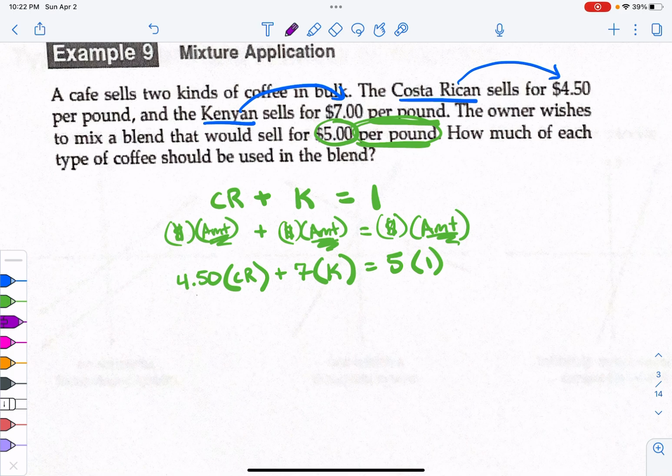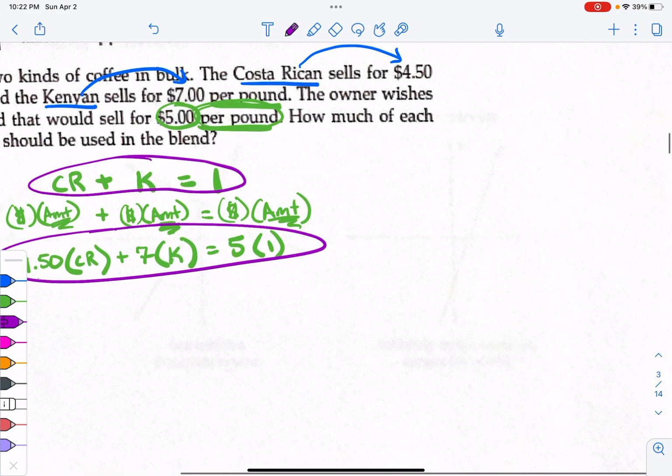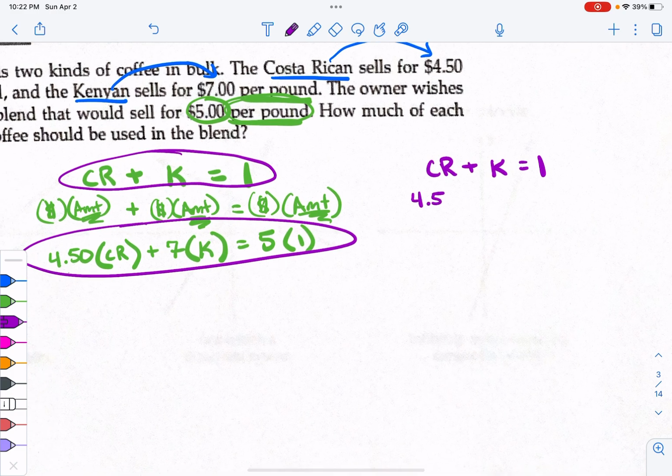So really what I have going on is I have this equation here, and I have this equation here going on, okay? So that 1 was a little tricky. It was kind of hidden in there a little bit. I'm going to write these better. CR plus K equals 1. And I'm just going to say 4.5 CR plus 7K equals 5. Okay, so those are going to be my 2 equations, and then I'm going to solve.